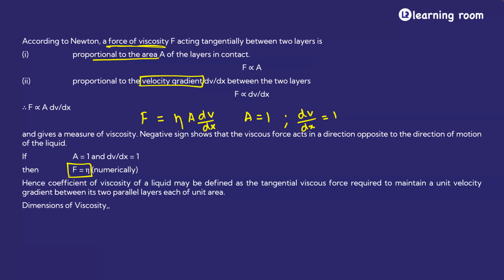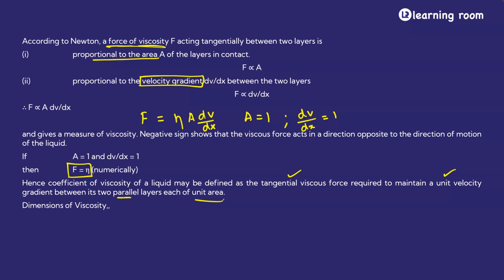How will you define it? Listen. Coefficient of viscosity of a liquid is defined as the tangential viscous force when you maintain a unit velocity gradient, so dV by dx is 1, between its two parallel layers, each of unit area, because you put A is equal to 1 and dV by dx is equal to 1 to get this value. I hope it is clear.